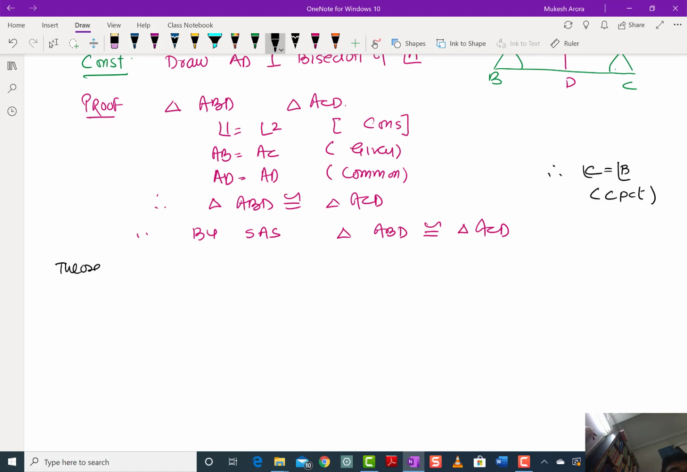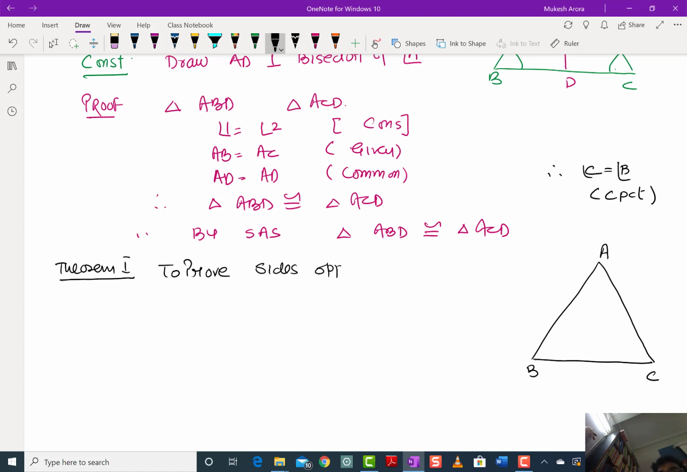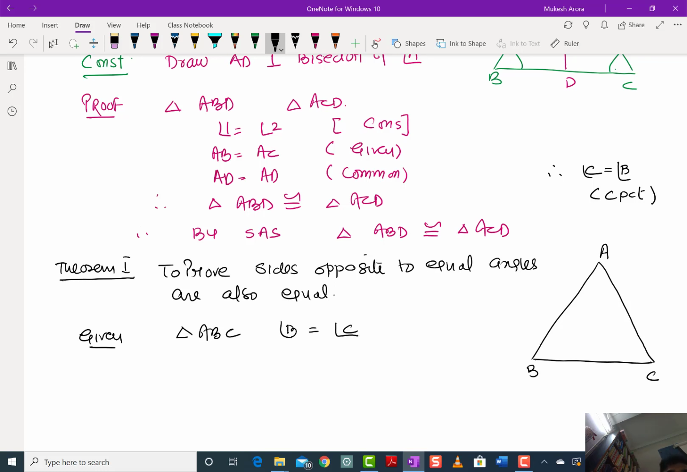Theorem 2, that is the converse of this. What will be the converse? To prove that sides opposite to equal angles are also equal. Given: triangle ABC and angle B is equal to angle C.